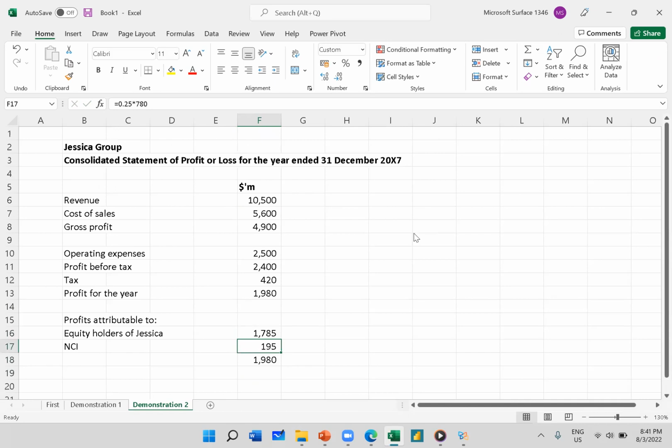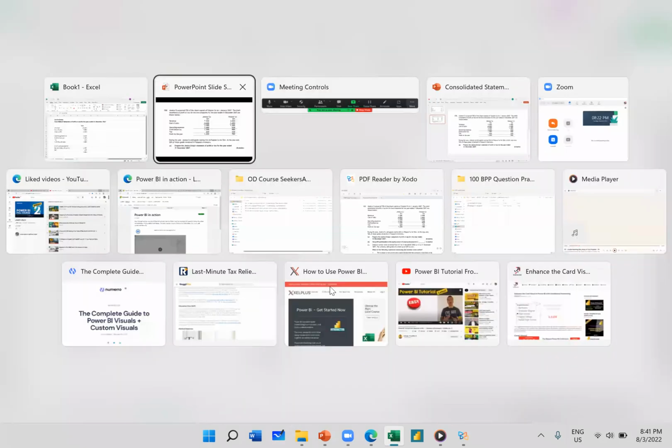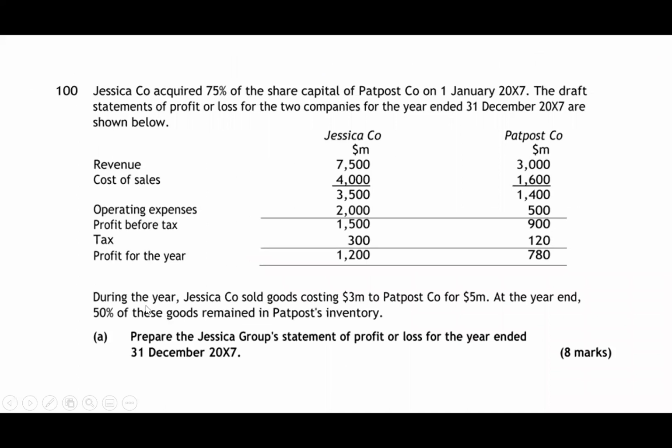Okay, now, but listen. When you look at your question, there are some adjustments. During the year, Jessica Co sold goods costing 3 million to Pat Post Co for 5 million. At the year end, 50% of these goods remain in Pat Post inventory. So there are two things here, and we have discussed this in the class. But let me recap. Let's do the easiest one first.